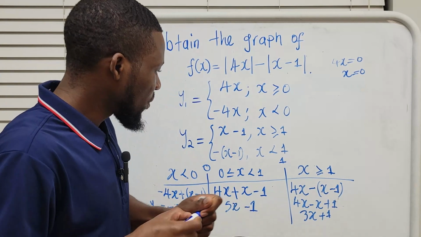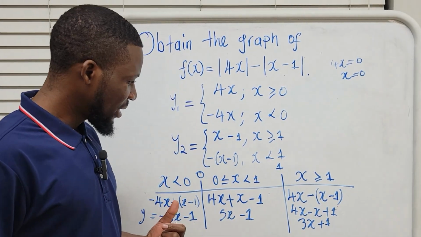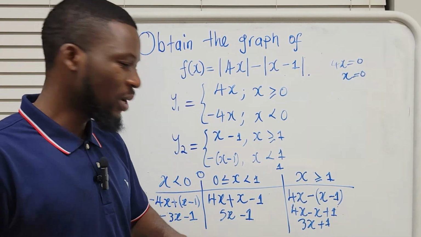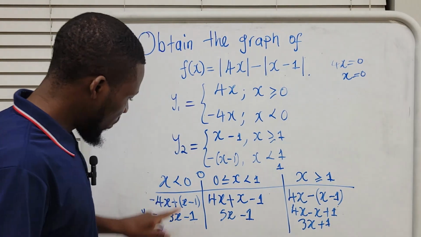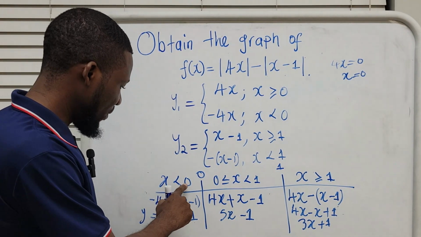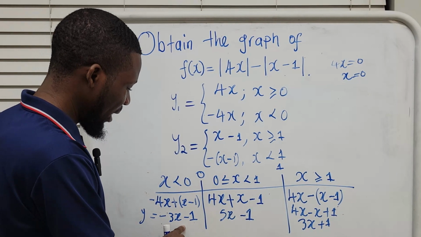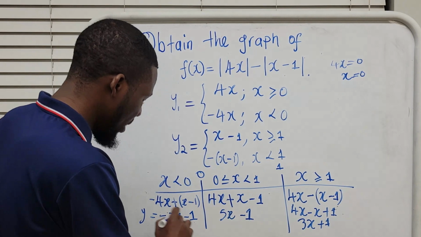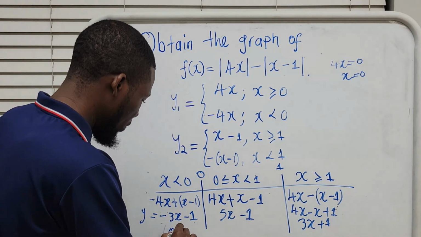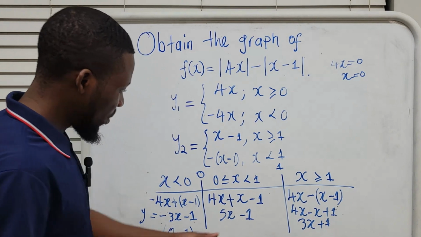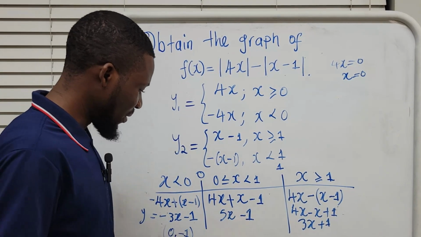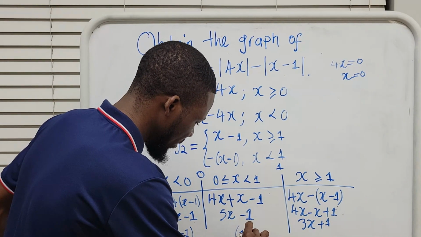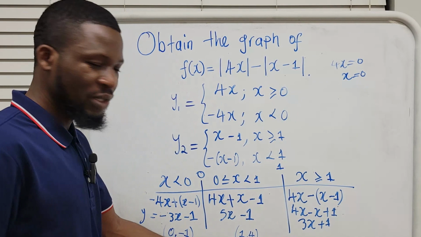Okay. Having obtained these three parts, our next task is to sketch each of them. Now here you can observe that the values of x are less than 0. So this linear line is going to start at 0. So I can just take a note here to say when x is 0, y will be equal to -1. Okay. So in the same way, when x is 0, y is -1. And when x is 1, y is equal to 4.